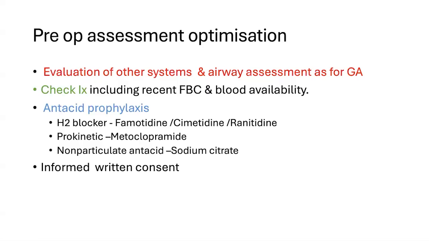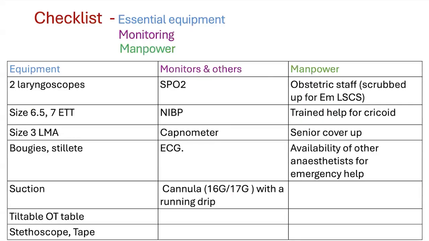In other conditions where we anticipate blood loss, we have to have more blood. Antacid prophylaxis is important with H2 receptor blockers, famotidine, cimetidine, ranitidine, prokinetics such as metoclopramide, and non-particulate antacid sodium citrate. Informed written consent should be taken.